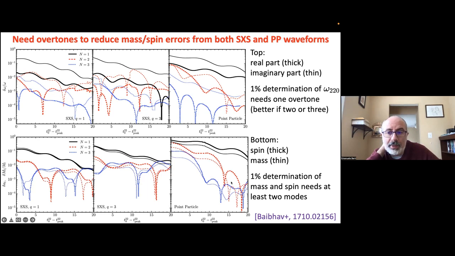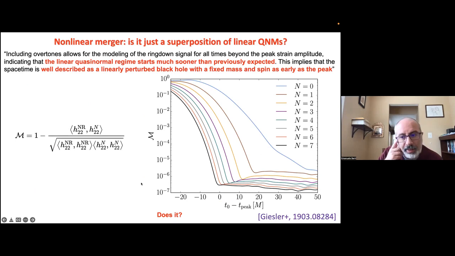So the bottom line of this paper was to say, do not do data analysis with a single overtone because you won't be able to recover the signal correctly and to estimate the mass and the spin of the final black hole correctly. But then what happened is that there was a very influential paper by Matt Giesler and others where they made a much bolder claim, which I read straight from their abstract.